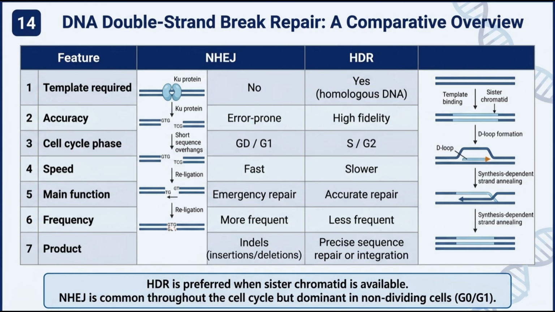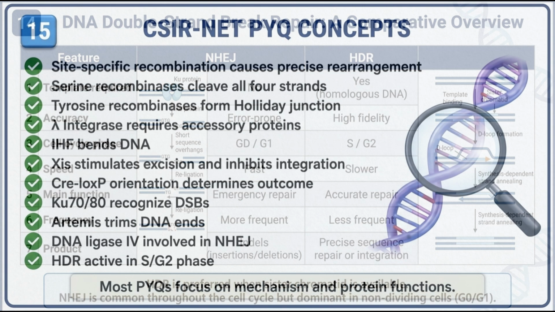HDR requires homologous DNA, is slower but highly accurate. HDR predominates during S and G2 phases when sister chromatids are present. Thus, NHEJ prioritizes speed, while HDR prioritizes accuracy.